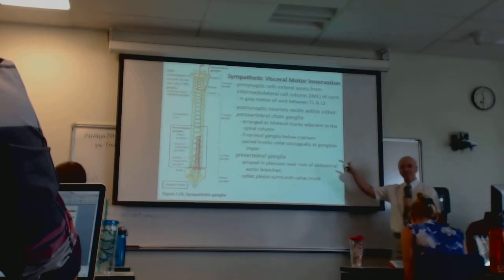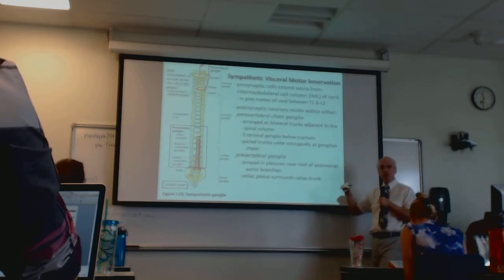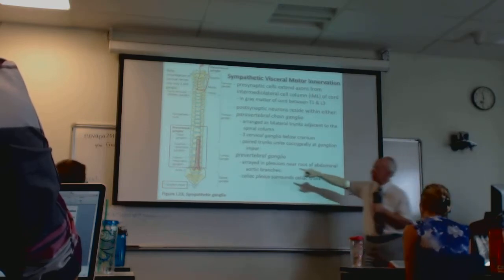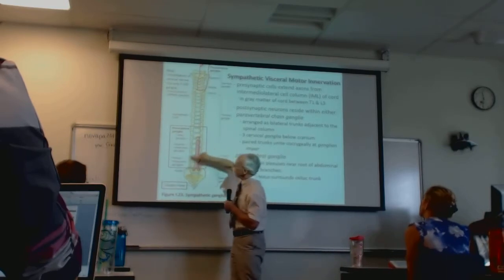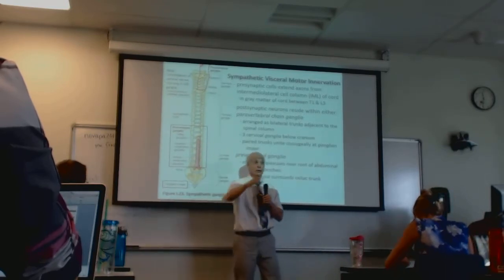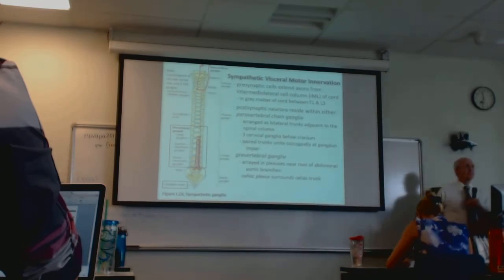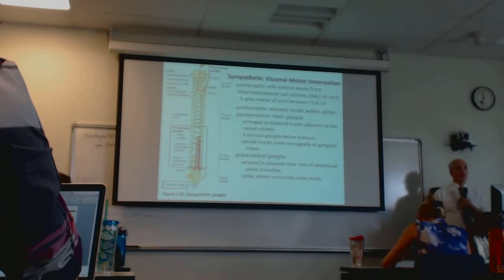Why is this called the thoracolumbar system? Because the connections between the yellow things and the cord are only present in the thoracic and lumbar region. Yes, please. So the dermatomes, I don't understand. No, dermatomes are not autonomic. Dermatomes are somatic.